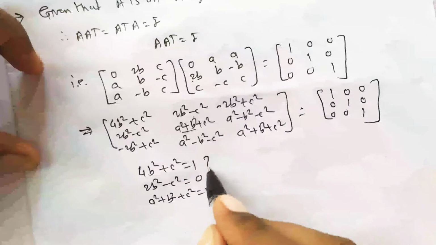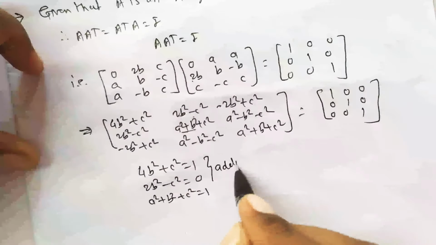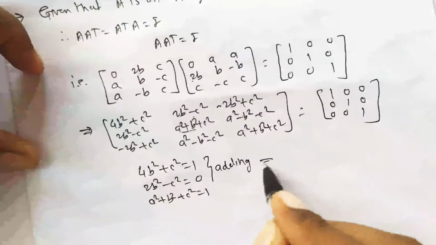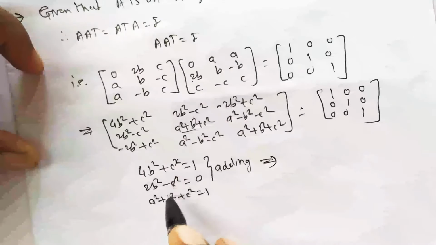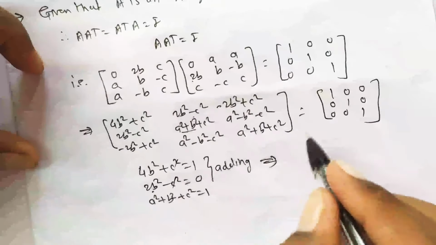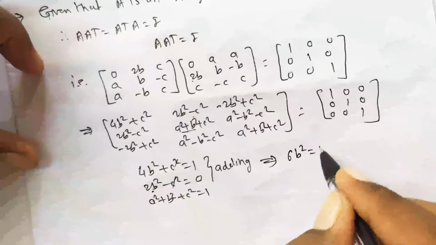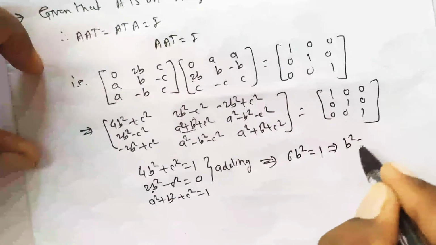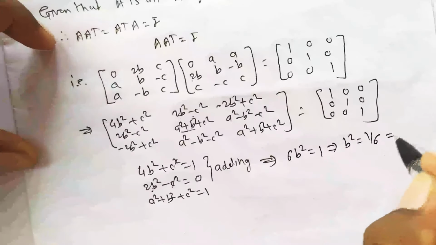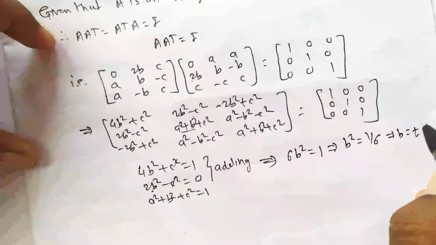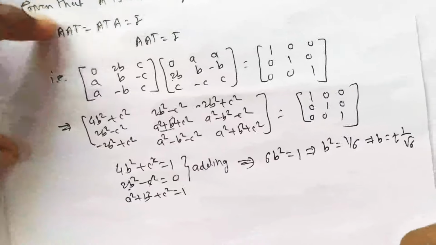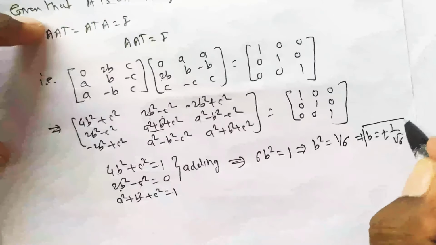Now how do we solve this? If we take the addition of these two, then c square gets cancelled. 4b square plus 2b square is 6b square, equal to 1 plus 0, that is 1. So b square is equal to 1 by 6. Using this we can write b is equal to plus or minus 1 by root 6. This is the value of b.